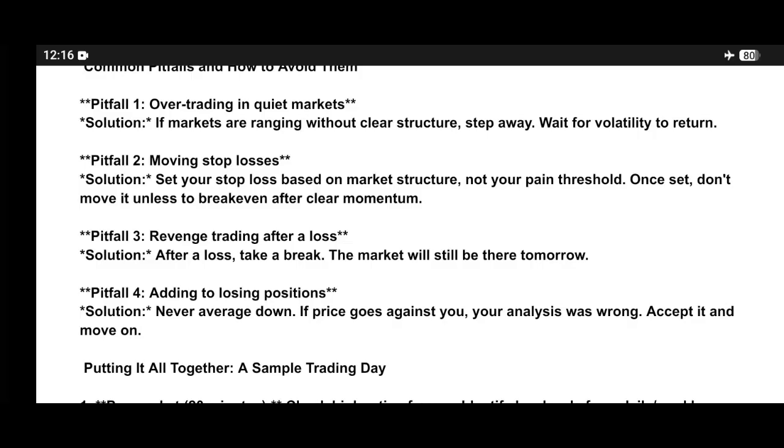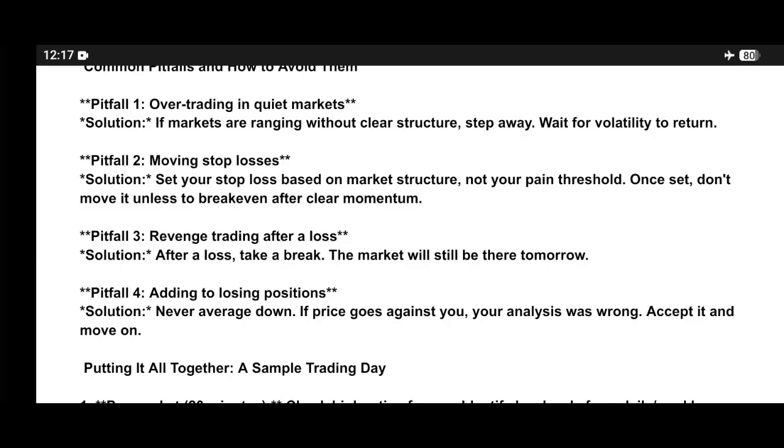Then pitfall number four: adding to a losing position. This is one of the drugs that traders take. You will see that you are losing money in a single position, and you are still adding another position on top of the losing one. My brother, be patient until the first one materializes, whether in profit or loss, before you execute the next trade. Because once you are adding to a losing position, your account balance will definitely be reducing. Are you getting my point?